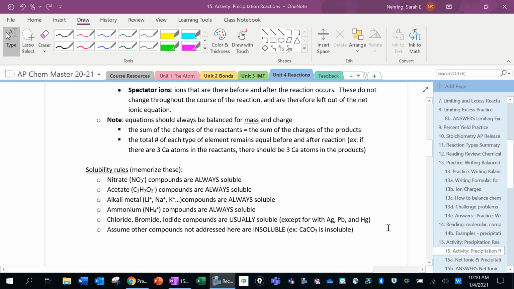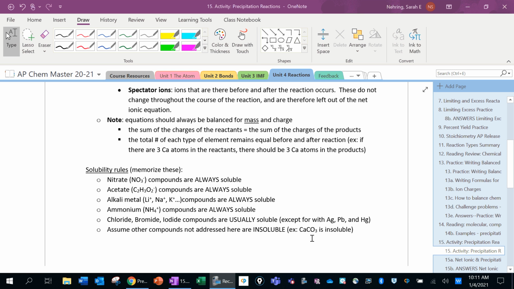And in order to figure out in a precipitation reaction which compound is my precipitate, the solid, I need to know these solubility rules. So this might seem intimidating to memorize solubility rules, but no, there's only 5 of them to be aware of. So any compound containing a nitrate will be soluble. Anything containing acetate will be soluble. Alkali metal compounds will be soluble. Ammonium compounds will be soluble. And most chloride, bromide, iodide, so halogen compounds, are usually soluble except with silver, lead, and mercury. And then any compound that's not on this list of 5, we're going to assume is insoluble.